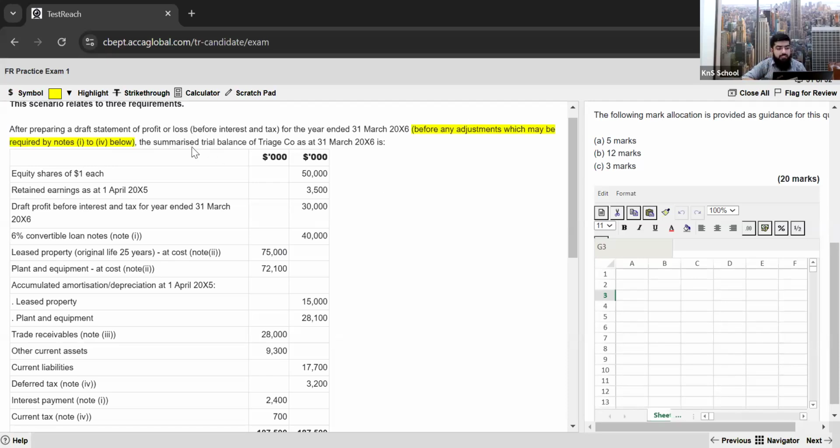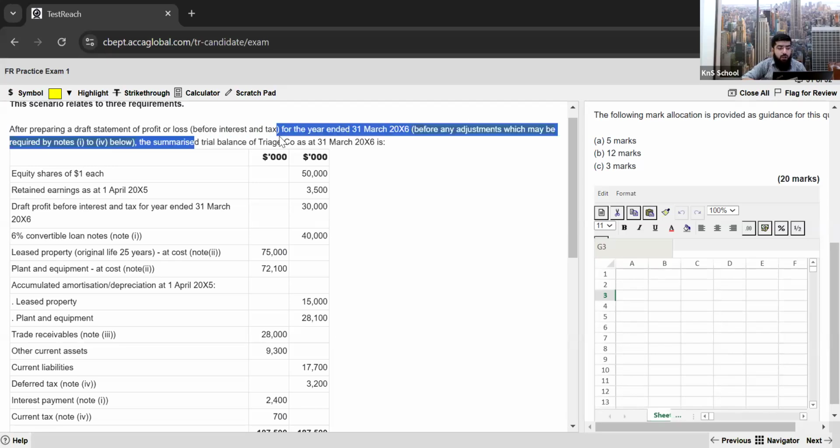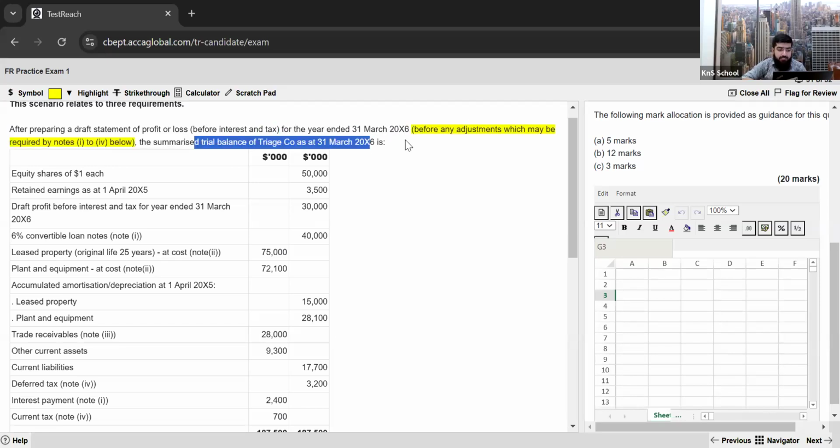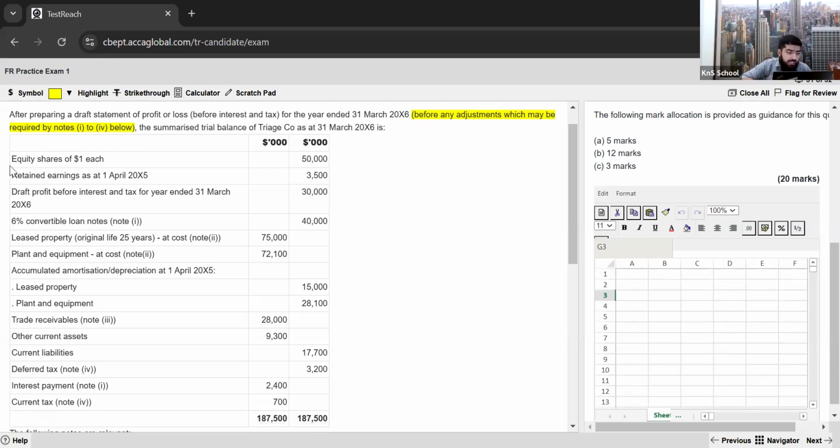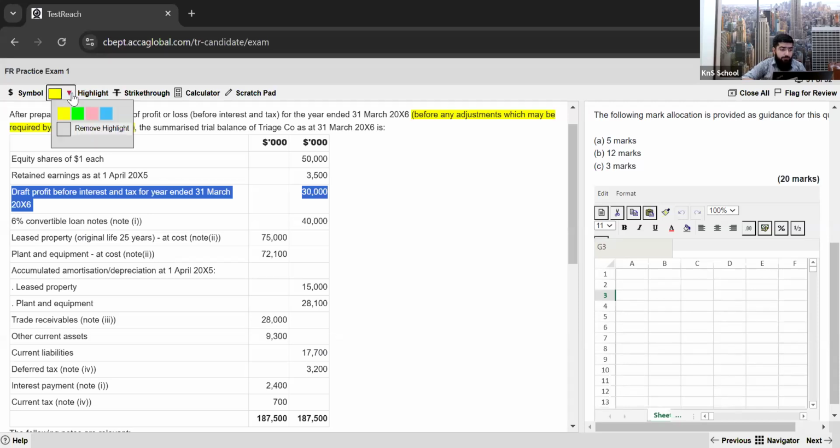The summarized trial balance of Triage company at 31st March 2006 is given. It means that is the trial balance which is given over here. Here we can see the equity, that is the share capital, retained earnings. The important information given is the draft profit before interest and tax, which is 30,000, which means 30 million.